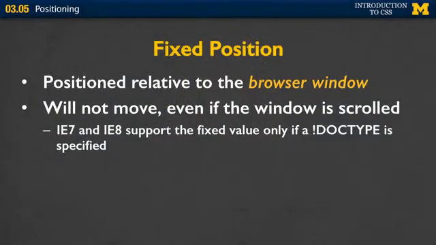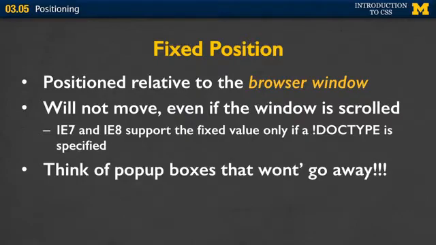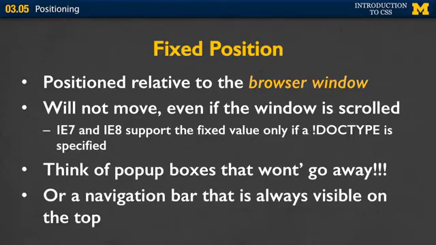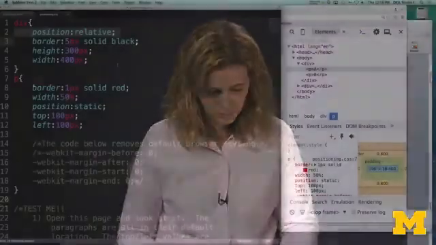Just so you know, if you're using some sort of older browser, you're trying to design for Internet Explorer 7 or 8, this only works if you're using an HTML5 doc type. So again, when you think of the fixed position, think of pop-up boxes that just won't go away. Or you might want to also think of it as something more useful, which is when you're on a page and you might have that navigation bar on the top, and as you scroll through the page, you don't have to scroll back up to see the navigation bar because it's always just there. So let's go ahead and look at an example where I've got some different elements that use the different position properties.